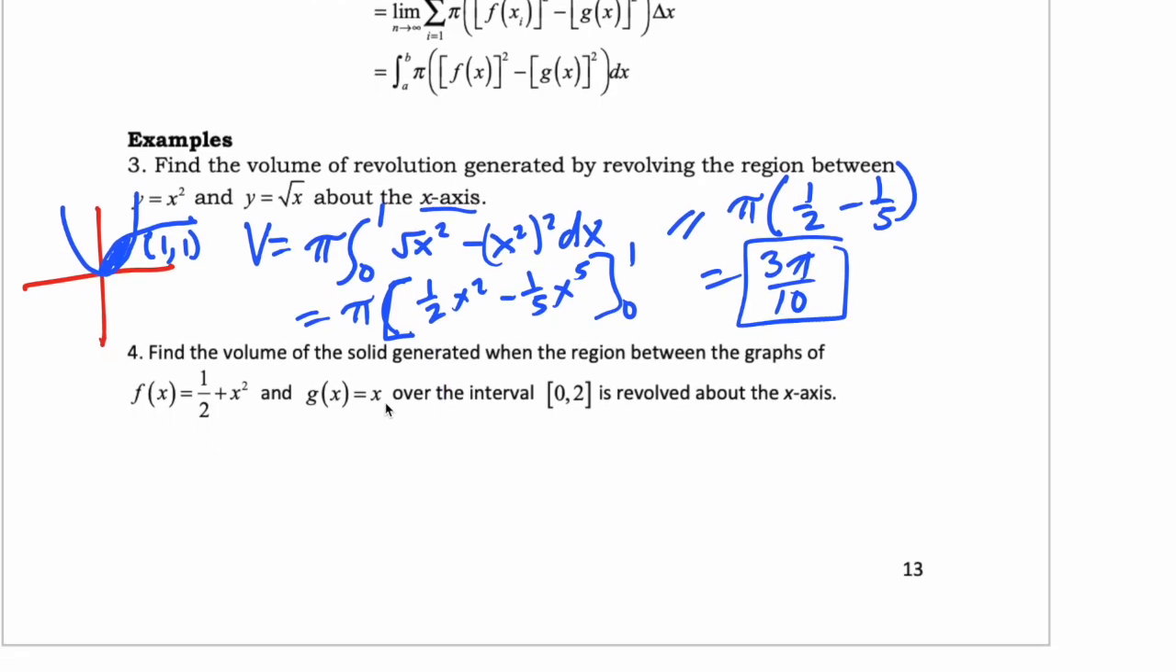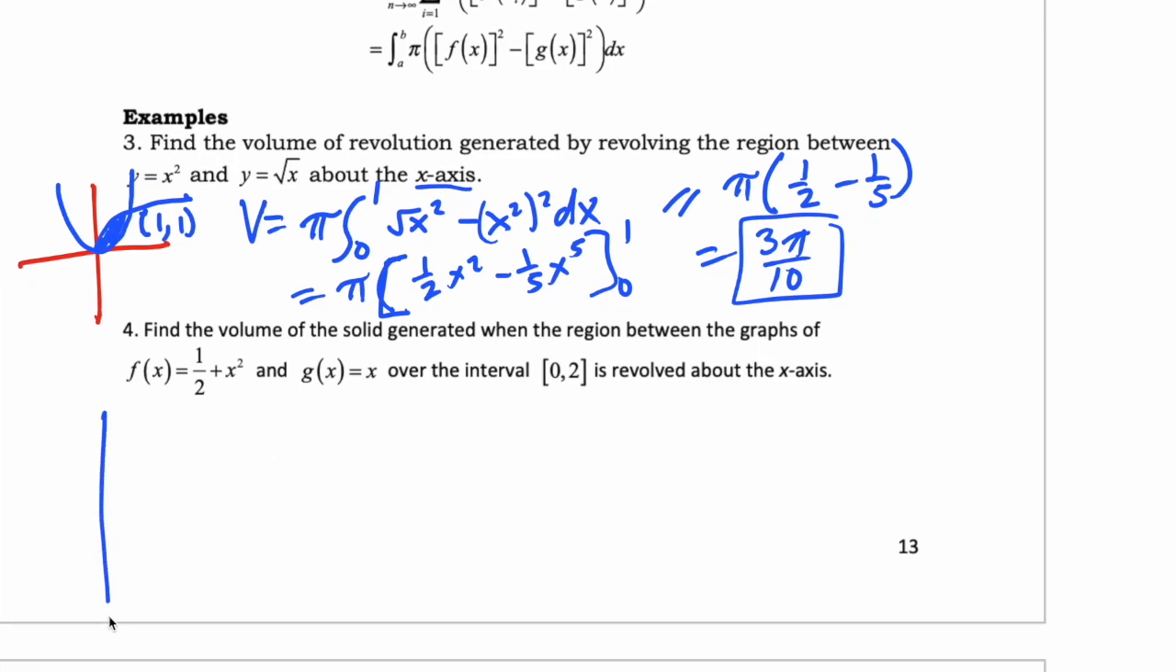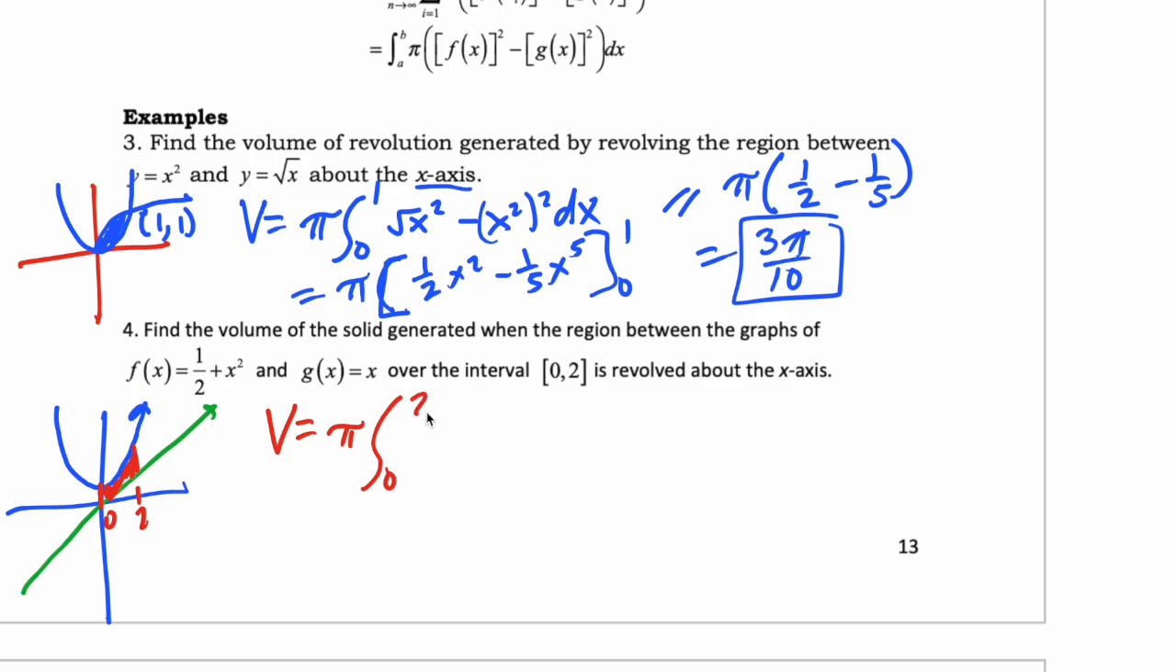In the next example, find the volume of the solid generated. Again, we need to see the picture. In this case, this is a parabola. It's above the x-axis and over the interval 0 to 2. Sorry, we need the function y equals x here. So the area between 0 and 2, we're talking about this area rotated around the x-axis. So the volume is equal to pi times the integral from 0 to 2. Top function here is the parabola.